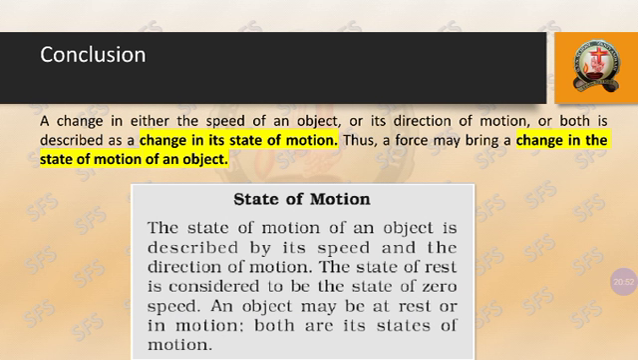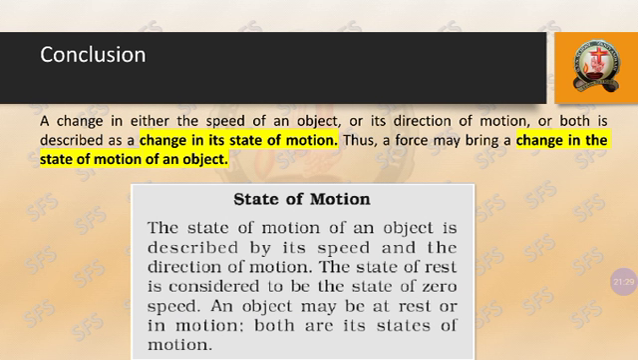The state of rest is considered to be the state of zero speed. If any object is at rest, then we can call it the state of rest, or we can say no speed is being applied, or zero speed. An object may be at rest or in motion, both are its state of motion. So even if the object is at rest, we can consider it a state of motion only. In general terminology, we say the object is at rest, that's it.